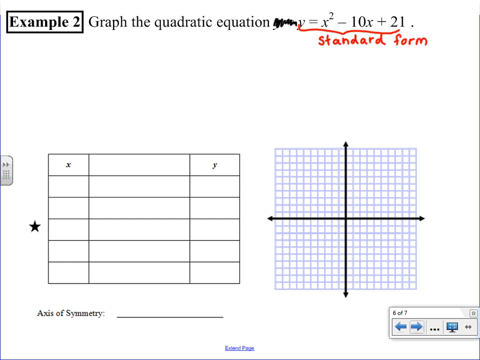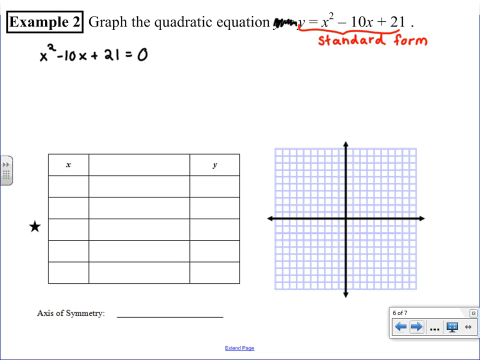And we don't know how to do anything in standard form. So what we want to do is go through the steps that we just practiced. So I need to go from standard form to factored form. I'm also going to go back to my first step and put the 0 in place of the y. So I've got x squared minus 10x plus 21 equals 0.